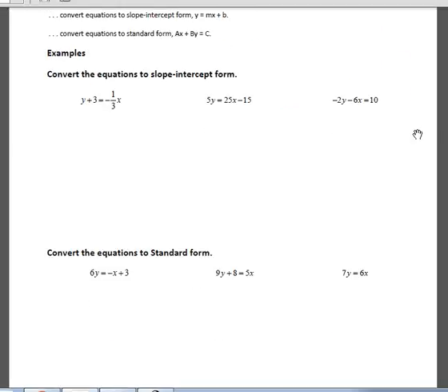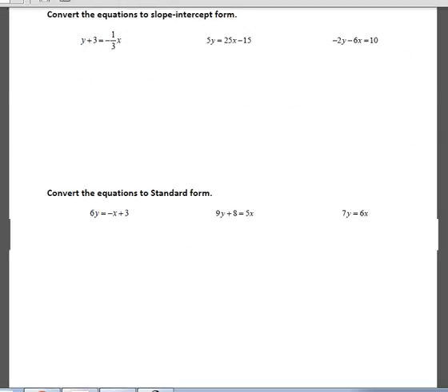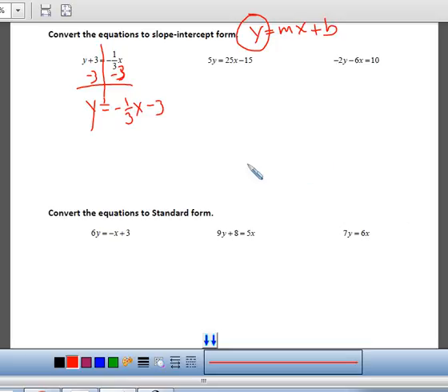Alright, so let's go back to what we were doing. Okay, so we have the first one that we were working on, and we got it to y equals negative 1/3 x minus 3, and we have y isolated, so we are actually all done. I can't do anything more with the right side of the equation. They're not like terms, so they can't be combined.